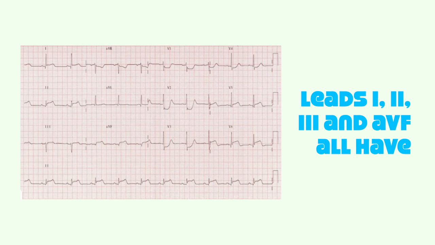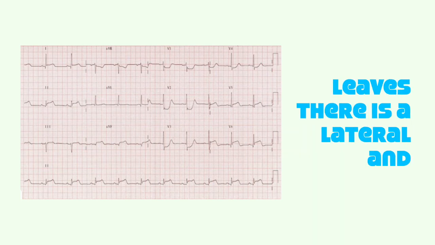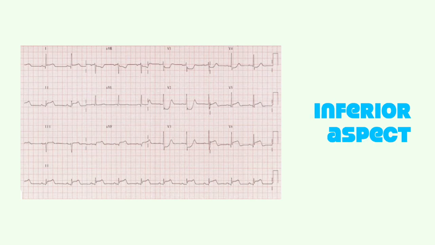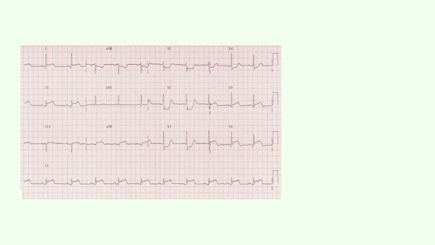Now let's have a quick look at the ECG, in particular the ST segments. Leads 1, 2, 3 and AVF all have ST elevations, so just by purely looking at these limb leads there is a lateral and inferior aspect.